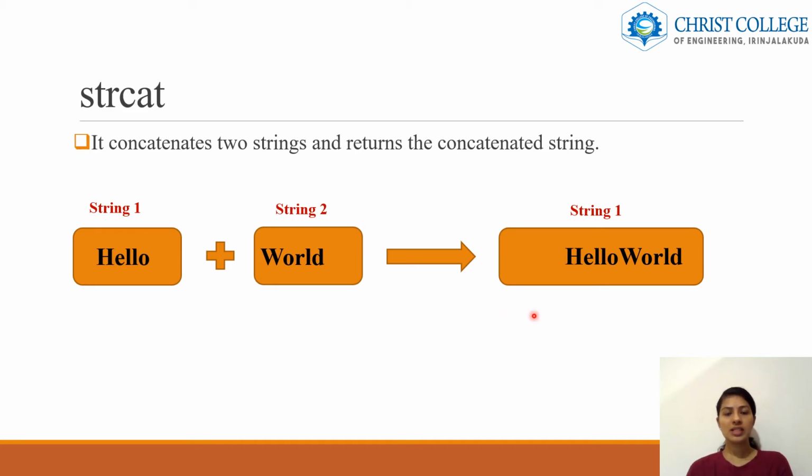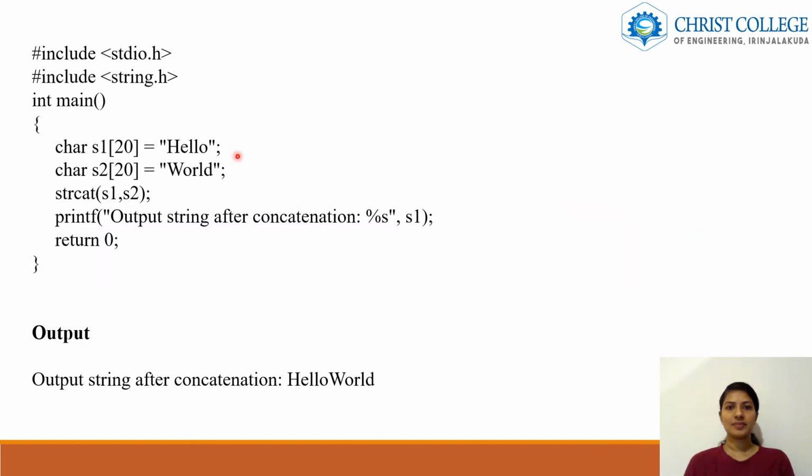The output of strcat will be like this. In string 1, we will be having the combined output, that is hello world. String 1 and string 2 will be concatenated, and that is the output. The output will be in the first string, that is string 1. Let us see an example program.